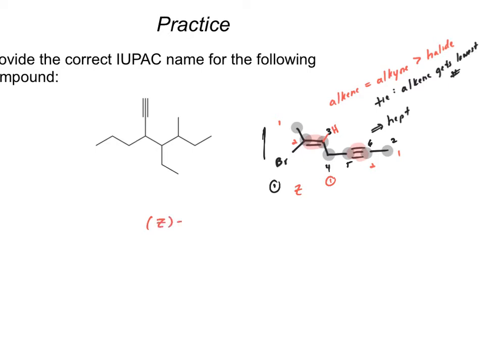Now we'll move into our substituents. We only have one, it's bromine, so this is going to be 2-bromo. And then what is the parent? The parent was hept, so we'll move into hept.